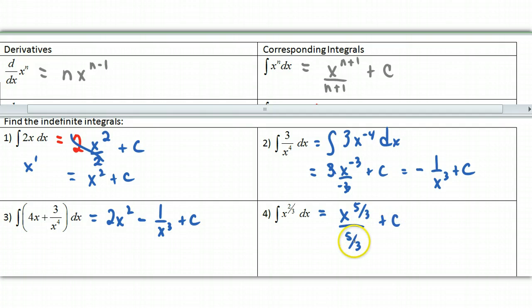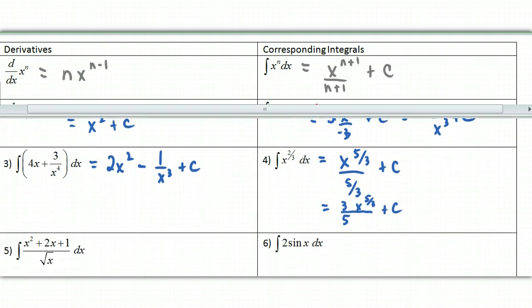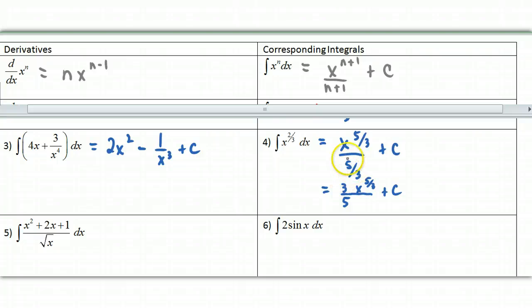Now I just need to resolve this. Dividing by 5/3 is the same thing as multiplying by 3/5. So my overall answer here would be 3/5, and then my x to the 5/3 is in the numerator, and then plus c. There's my answer. So with this division, some of you can get this right away and you'll just start flipping this over. Some of you will have to rewrite, and that's fine, whatever works for you. And so this would just be 3/5 x to the 5/3 plus c.